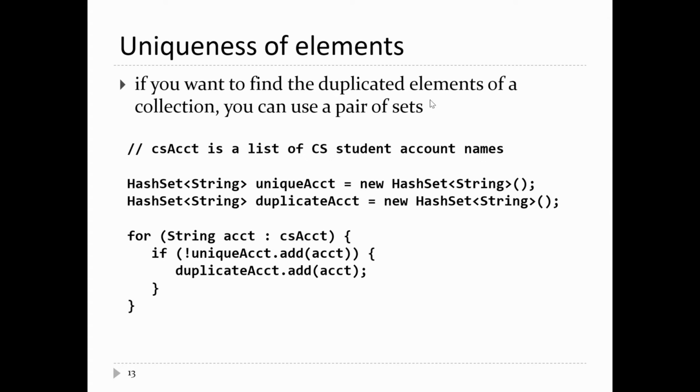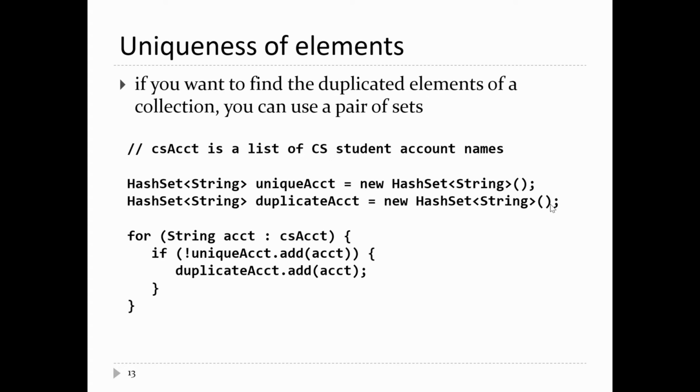Okay, so that gets rid of the duplicated elements. Now suppose I want to find the duplicated elements. The trick here is you use two sets. Again, CS account is a list of account names. I'm going to make two sets this time: a set of unique accounts and a set of duplicated accounts. Both of the sets start out as empty.